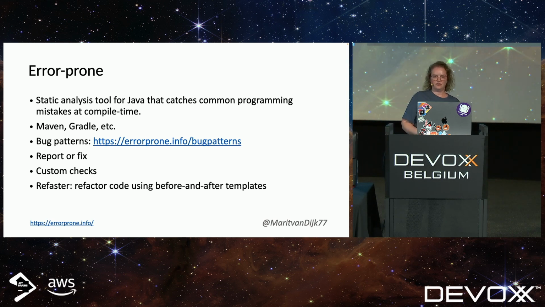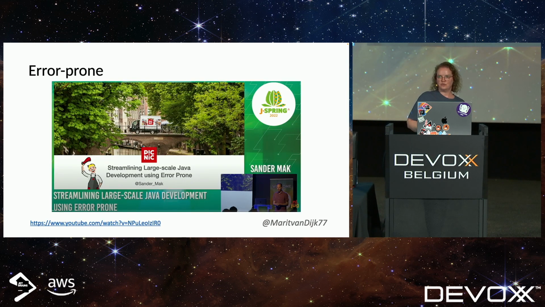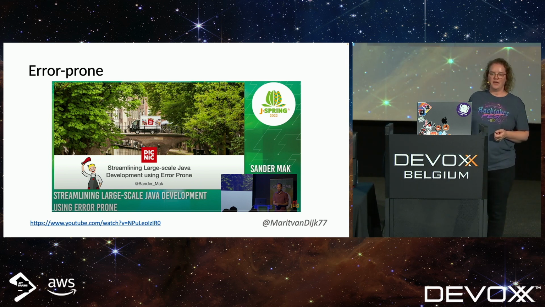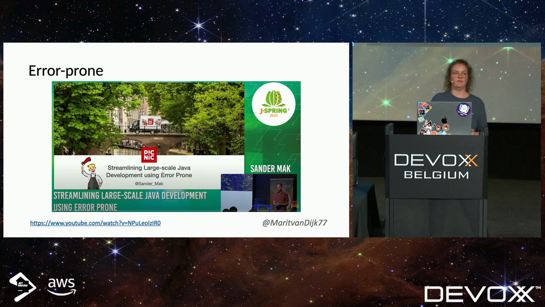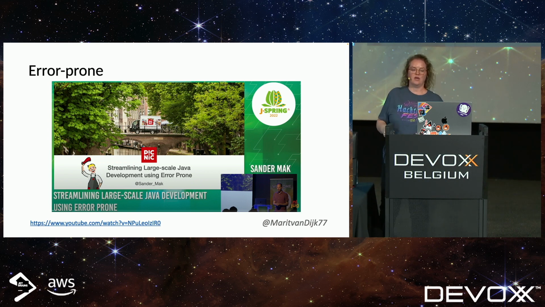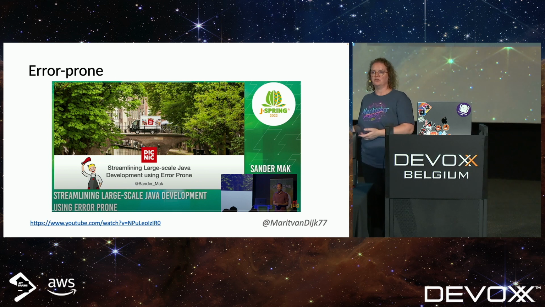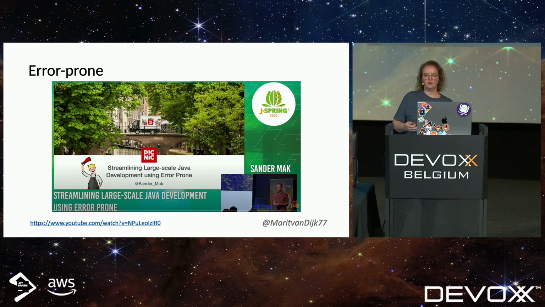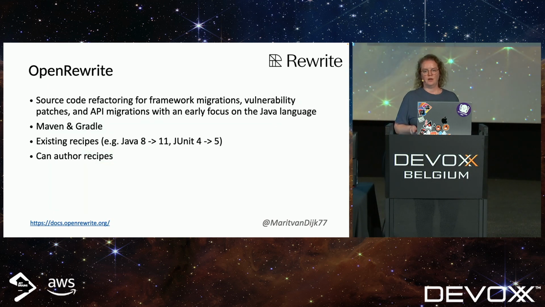Like I said, Sander is doing a talk on that right now, which he's also done at JFall and JSpring in the Netherlands. And he also explains how they used Error Prone to migrate from Java 8 to Java 11. So even though it's not intended as a migration tool, you can use it as such. And it brings other useful functionality.